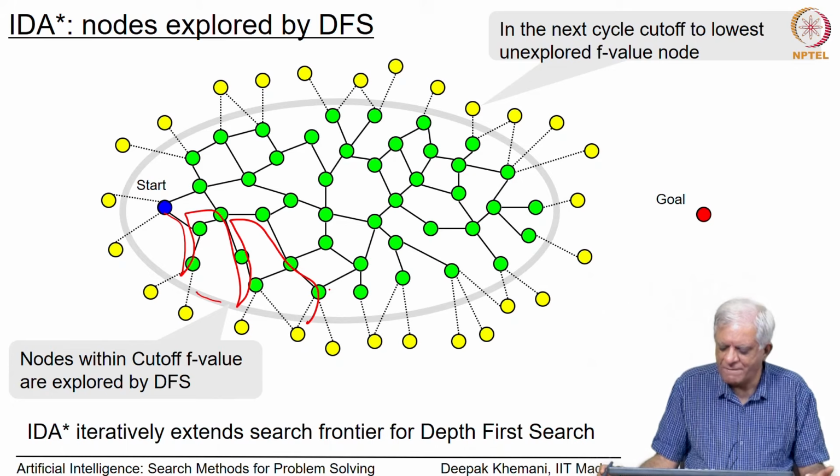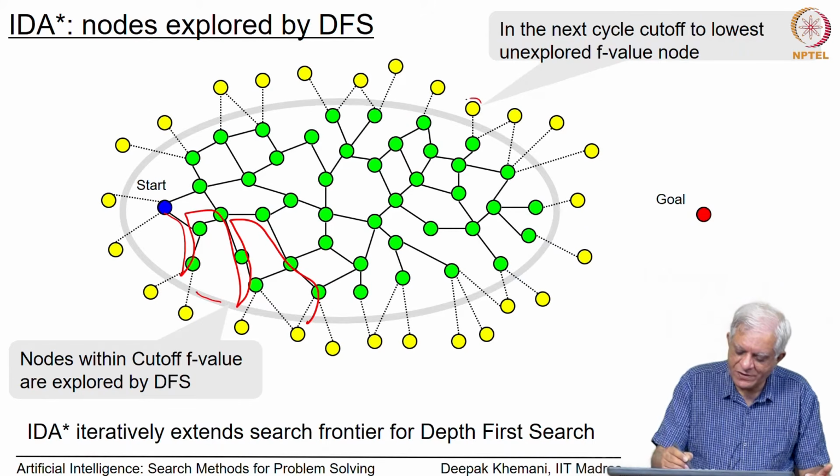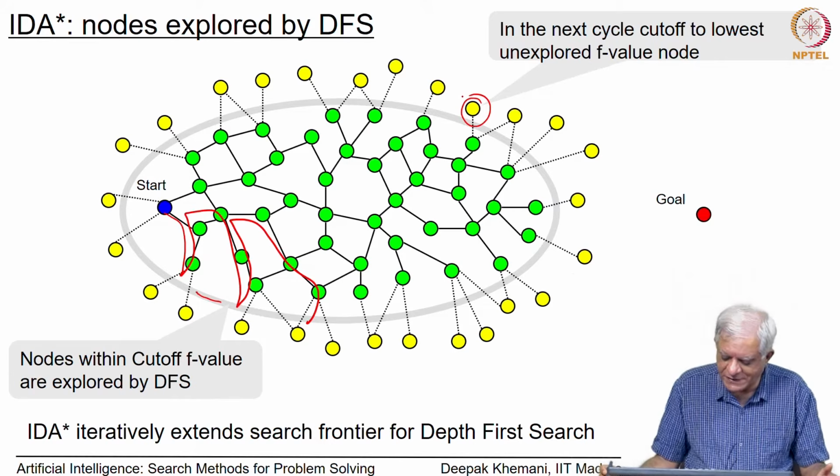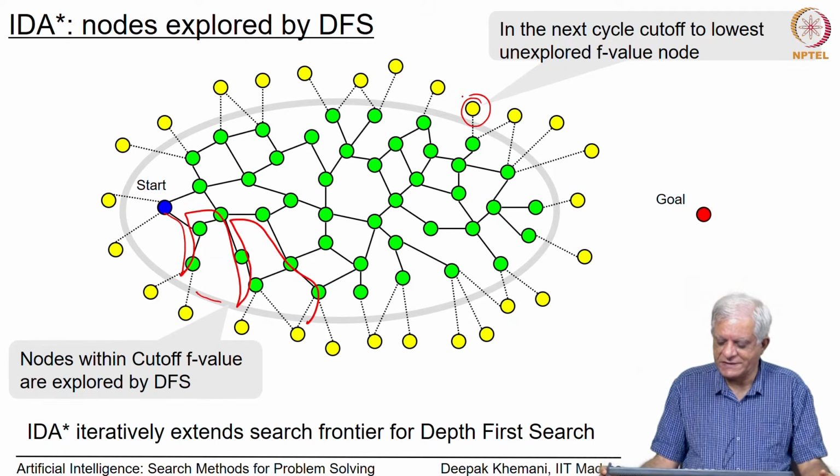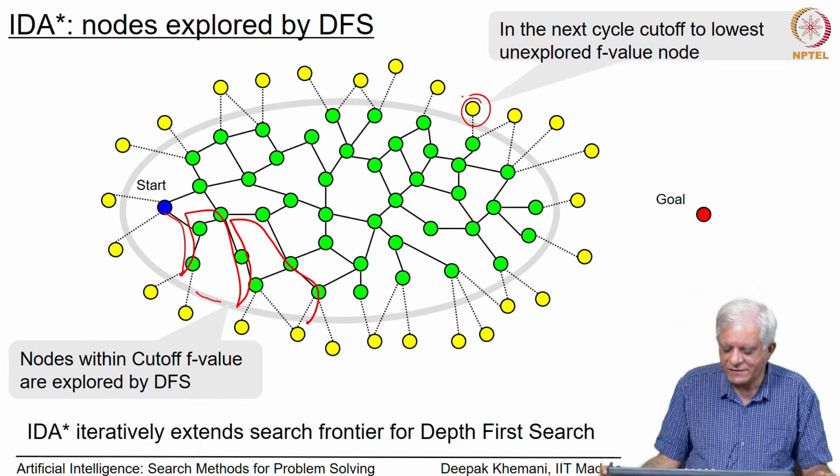The nodes in yellow are the ones which were generated, but which were outside the bound, and therefore, they were not inspected. And what IDA star will do is that it will take the cheapest of those nodes. For example, in this example it could be this one, and it will extend the boundary to the f value of that node. So, in that sense it is a little bit different from DFID. DFID extended the depth by 1. IDA star increases the bound to the f value of the cheapest unexplored node.